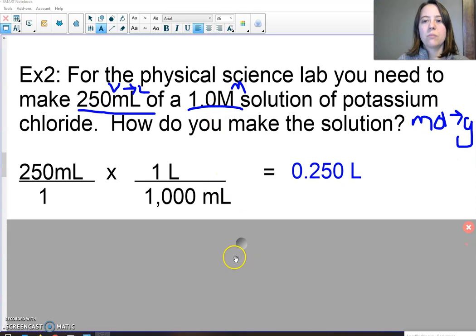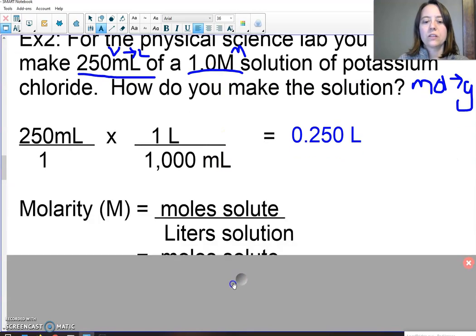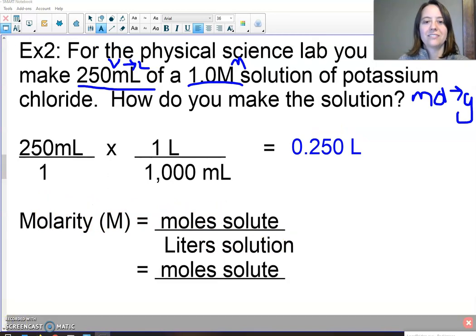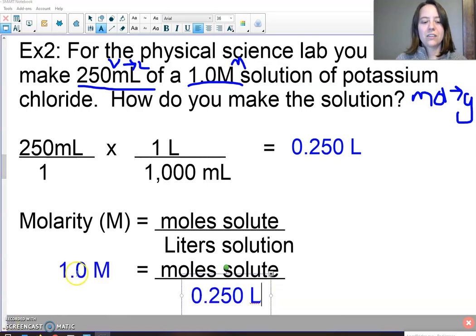So now we're going to set up our equation. Please write down molarity equals moles of solute over liters of solution. And then we're going to sub in our numbers. 1.0 molar equals our unknown, which is our moles of solute, over our liters of solution, which is 0.250 liters. And then we're going to solve for our unknown, how many moles.